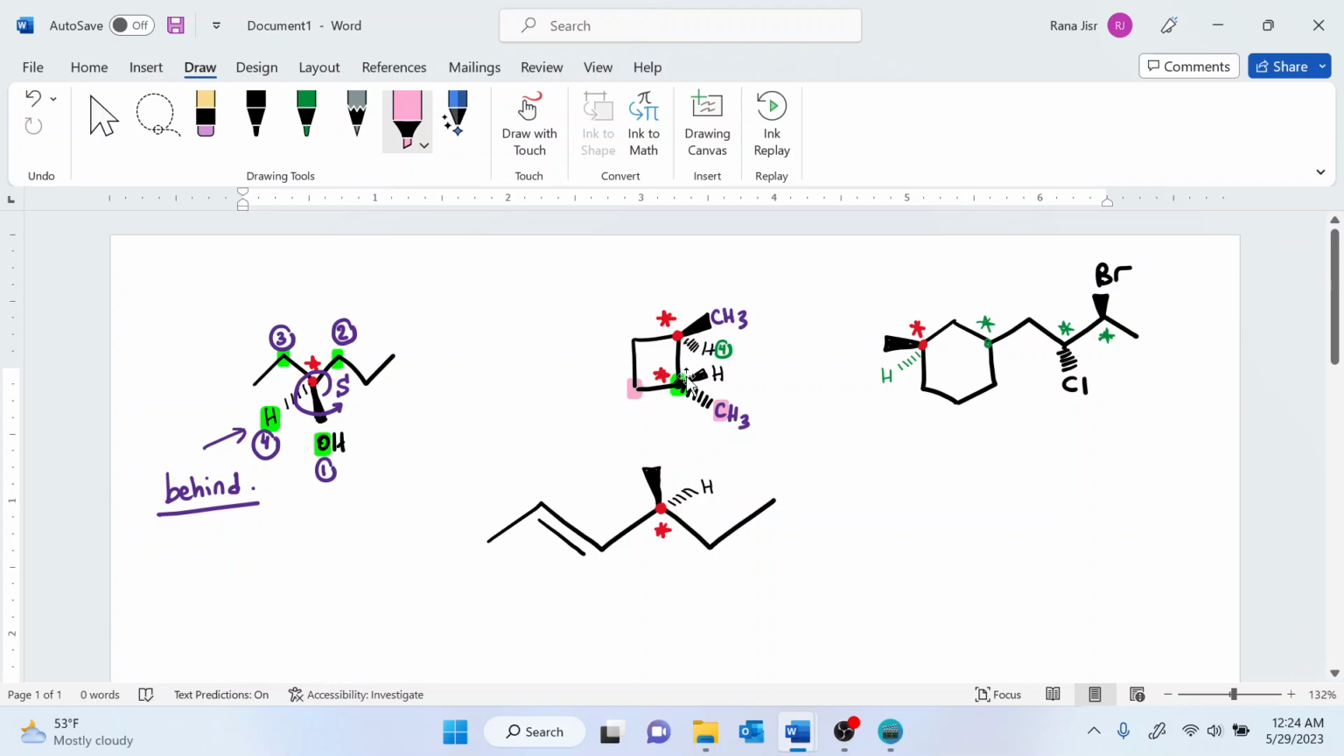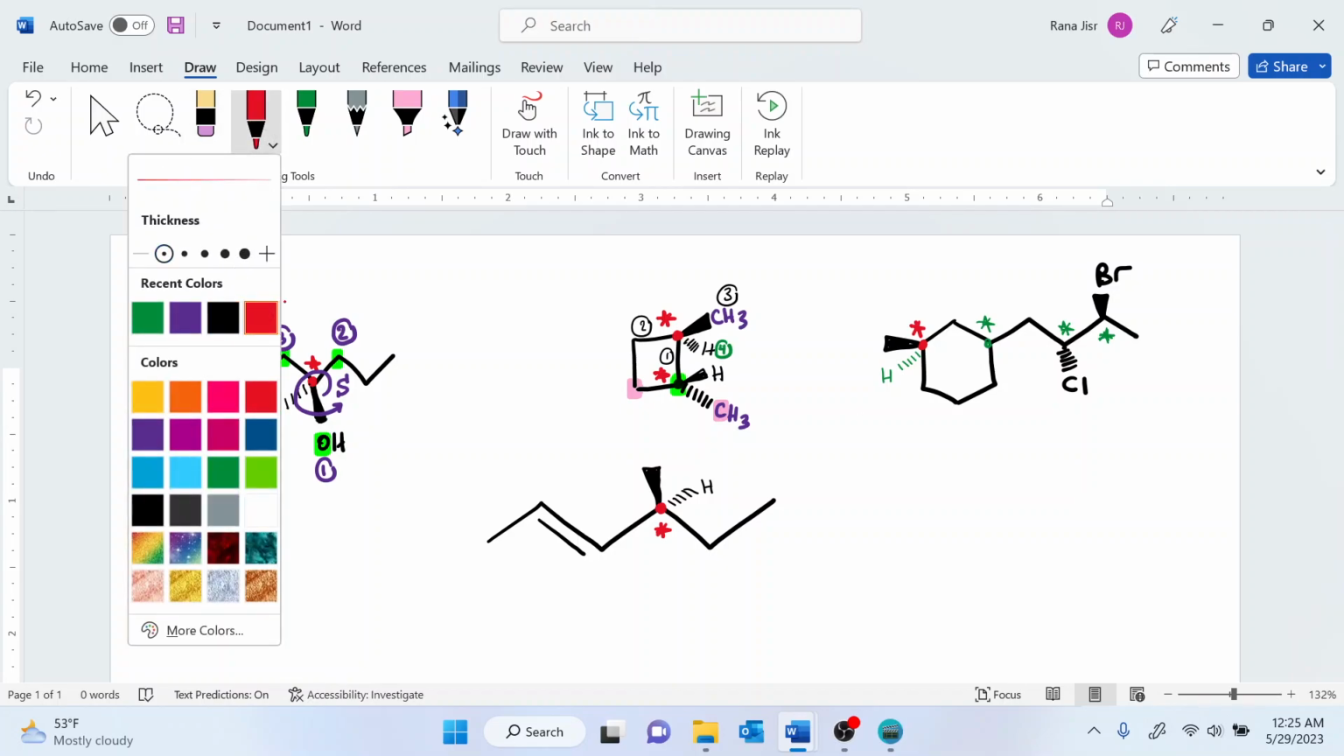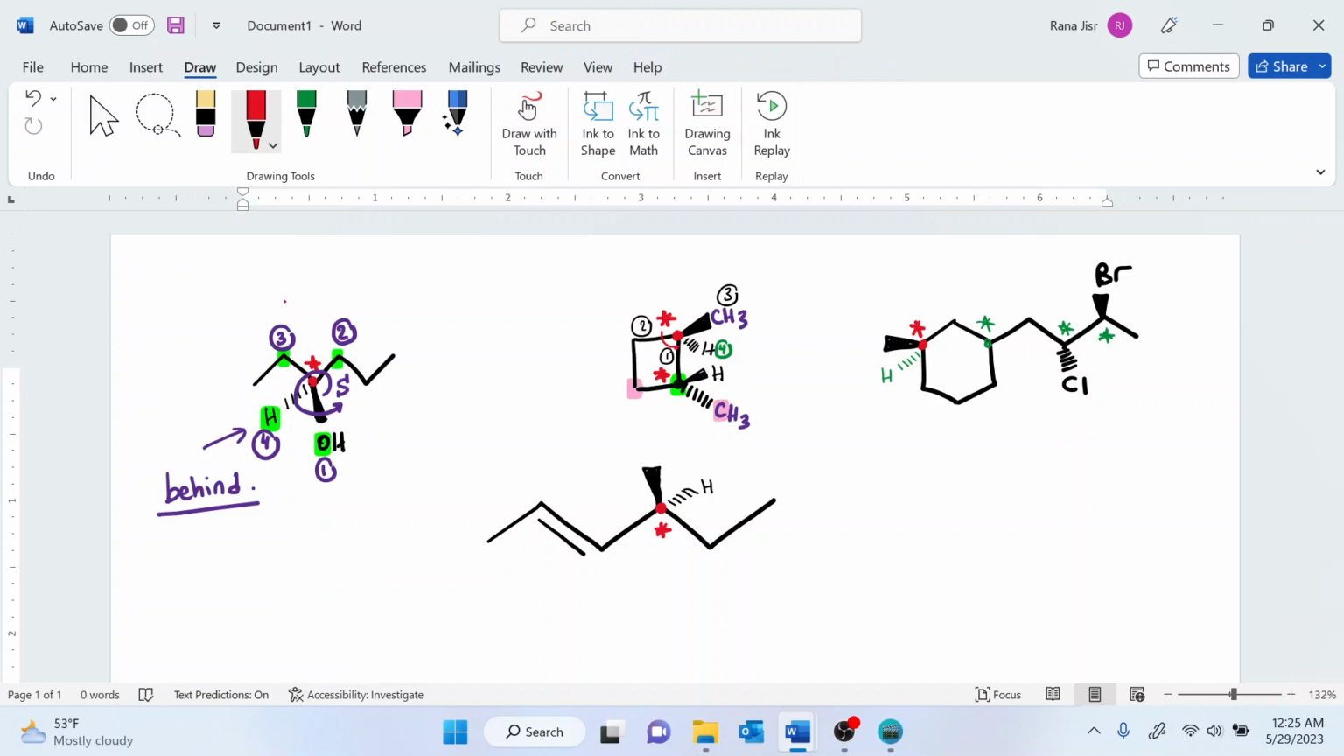So definitely this side is going to be a higher priority than this side over here. So this whole thing is going to be priority number 1. This is going to be priority number 2. This is going to be priority number 3. 4 is already behind, so I don't have to do anything other than simply doing the rotation. So I'm going here by 1. You start with 1, 2, and 3. And this is clockwise, so you do R. So the absolute configuration of the chiral center is R configuration.